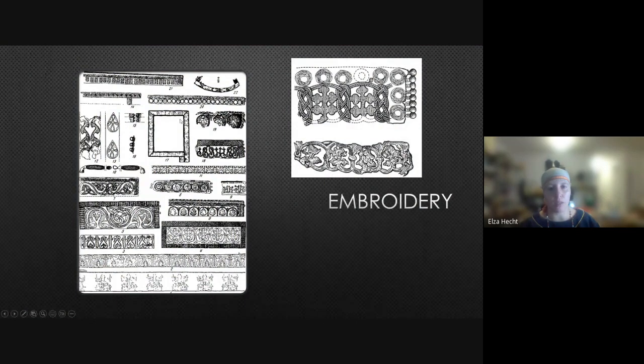Embroidery. These are samples that were collected of embroidery. Mostly the stem stitch would be used, and it would fill in different ornaments, or they would attach different pieces to it, like metal pieces they would sew in.